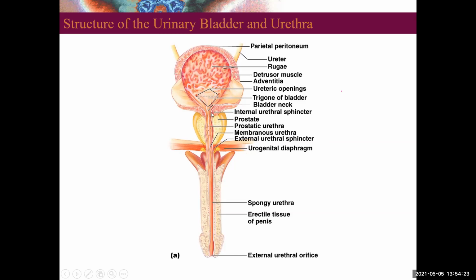The urethra has three parts in male. When it is passing through the prostate gland, we call it prostatic urethra. When it passes through the urogenital diaphragm, that is membranous urethra. And then when it runs through the corpus spongiosum of the erectile tissue of the penis, then we call it spongy urethra. And there is the external urethral orifice.